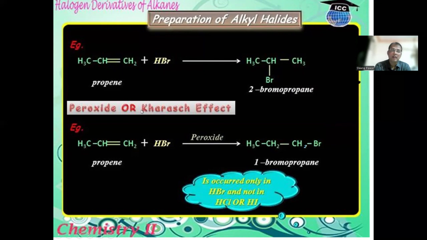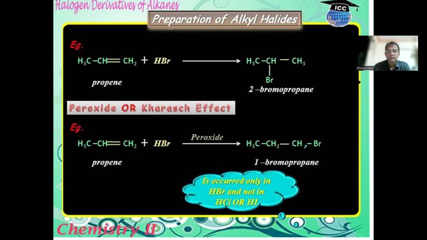Now the reverse of this Markovnikov's rule is the peroxide effect or Kharasch effect. An unsymmetrical alkene on treatment with an unsymmetrical reagent in presence of peroxide, what will happen? The negative part of the reagent goes to that carbon atom of the double bond having more number of hydrogen atoms. So here, open the double bond. The Br will go to CH2, the hydrogen will go to CH, and it will form 1-bromopropane.